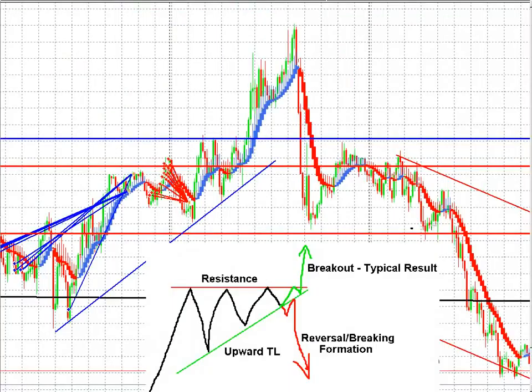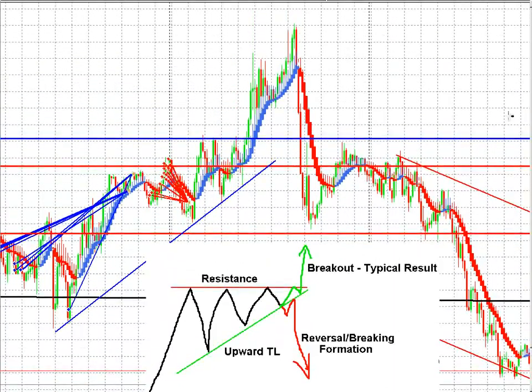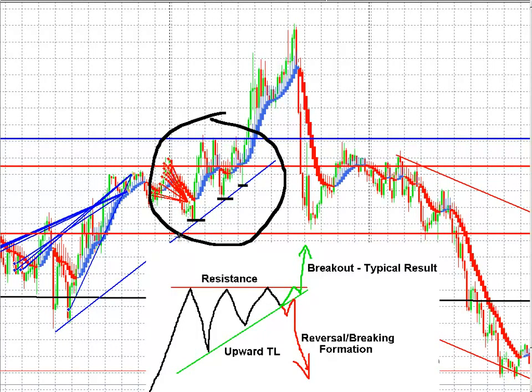Another example of the ascending triangle. Okay, this is what it is here, just for reference, so you know what it looks like. And the area I'm focusing on is that you have a low, another low, another low, higher lows. They're all going up. That forms your trend line. You have resistance here, here, and here. That forms the ascending triangle, and it breaks out here.